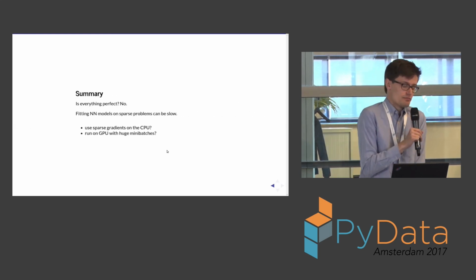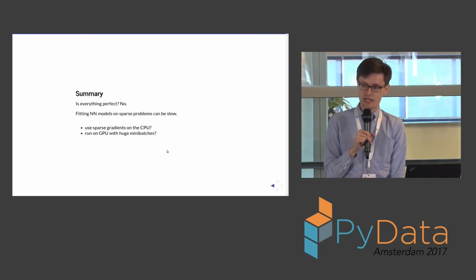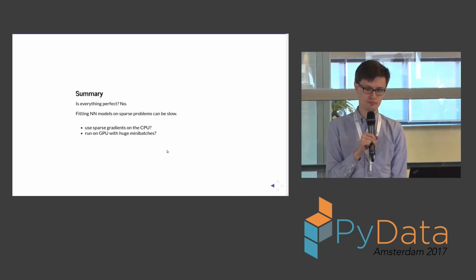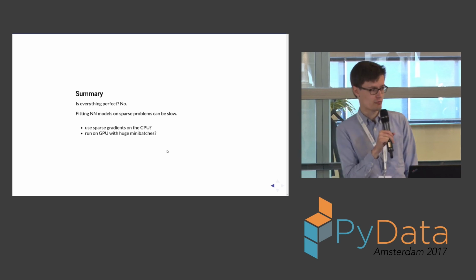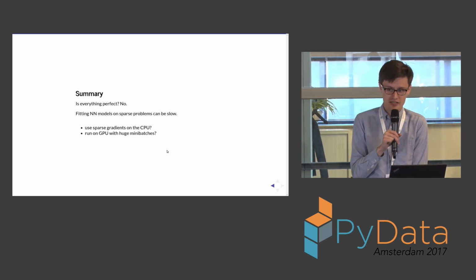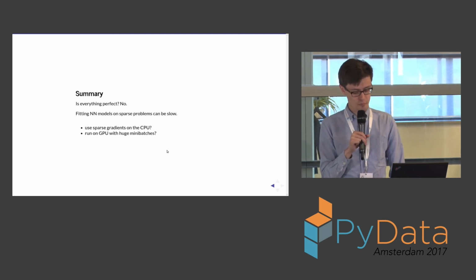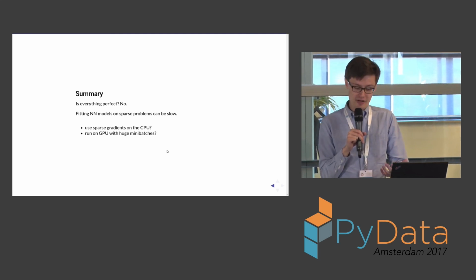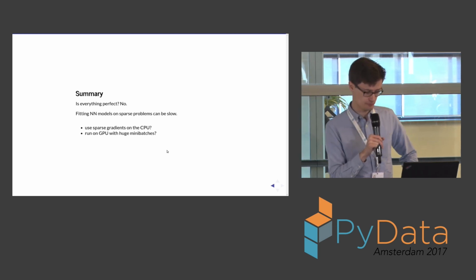Is everything perfect? No. Recommender systems are inherently very sparse problems. You have lots of users and you have lots of items, and neural network toolkits and neural network approaches work best with highly dense problems. Your CNNs are highly dense problems. And recommender systems implemented in neural network toolkits can be quite slow.